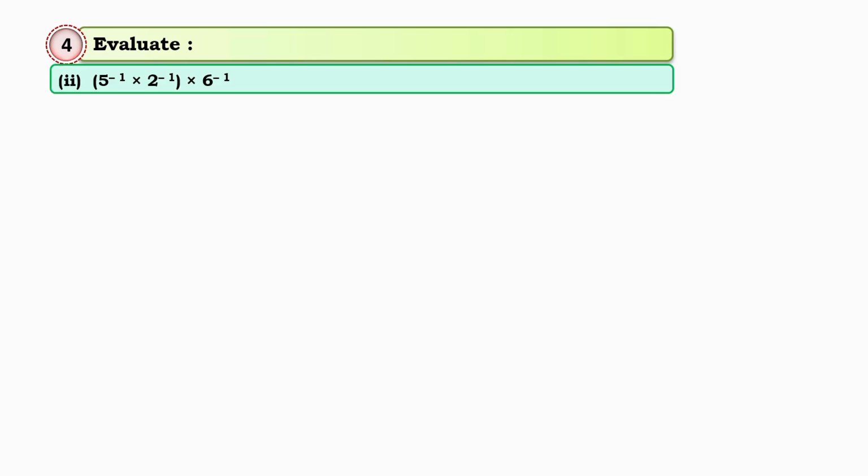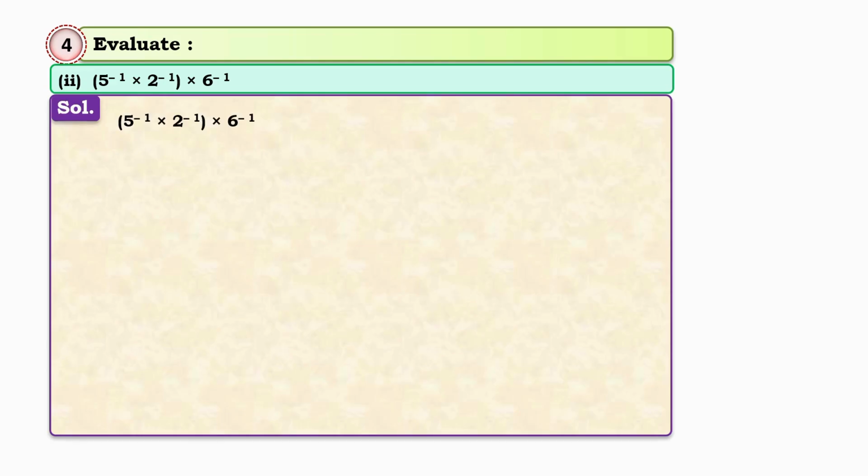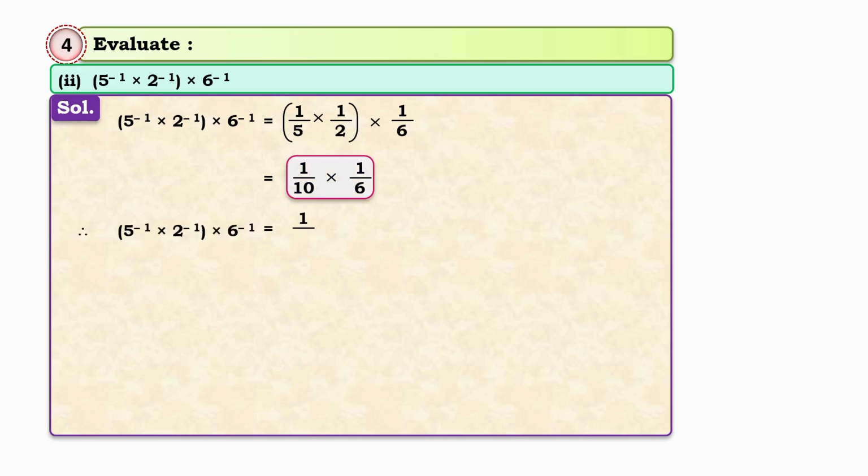Next is 5 to the power minus 1 into (2 to the power minus 1 within bracket) into 6 to the power minus 1. Now let us solve it step by step. First we are going to do the bracket operation. I hope this is self-explanatory. You can easily understand what is going on. Which becomes 1 by 60. So this is the final answer.